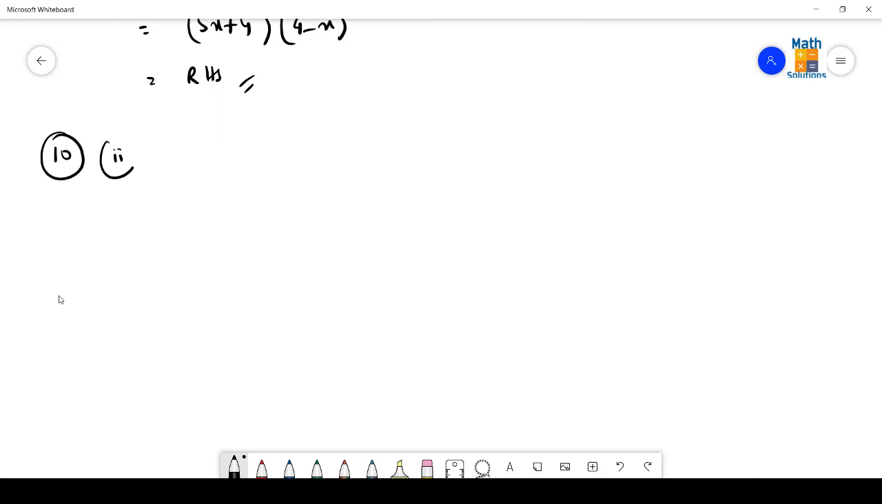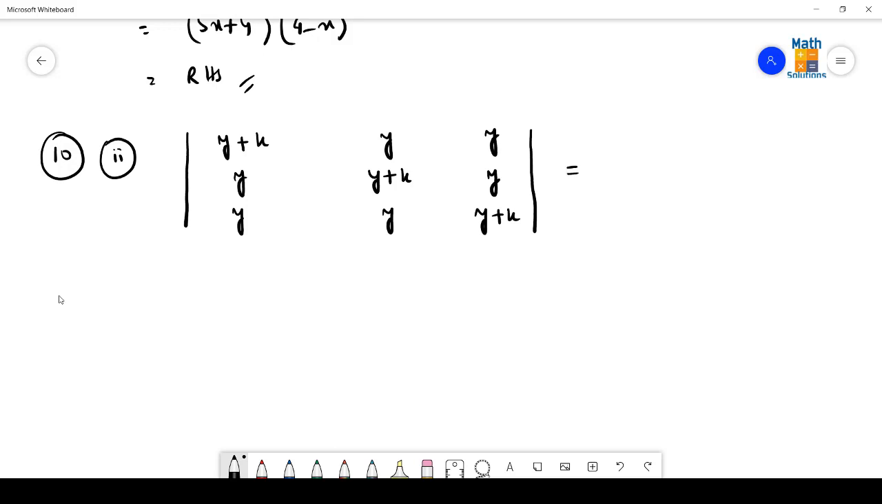Question number 10, Roman 2. Here the question is almost similar to the first question of question number 10. The terms are y plus k, y, y, then y plus k, then y, y, y, then y plus k. The result will be k square times the bracket thrice y plus k.